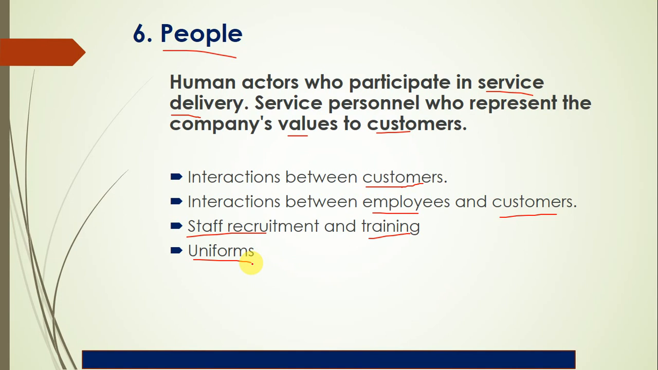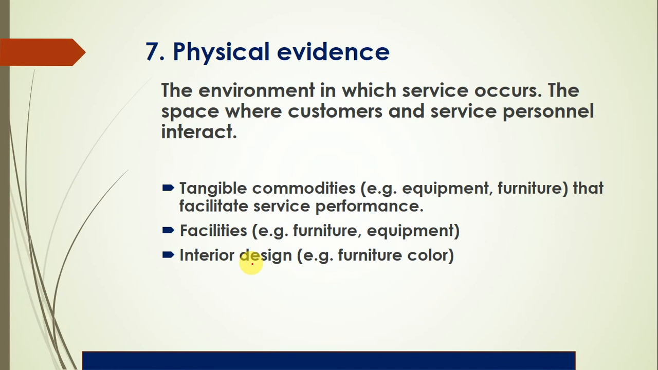Okay. The last one we have is physical evidence. So, what's physical evidence? The environment in which service occurs, we call that physical evidence. The space where customers and service personnel interact. So there are tangible commodities, as we talked about, tangible commodities and intangible commodities.